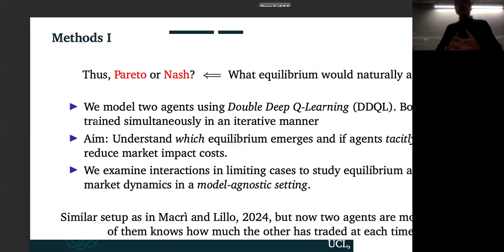Okay, so the problem is what the reinforcement learners are going to learn. Are they going to learn the Nash equilibrium, the solution of the game, or are they going to find the Pareto solution if they are allowed to trade? So what we do is that we model the two agents using, again, the same architecture. So I'm going to skip the architecture. Each agent will be a double deep Q learner. Both agents are trained simultaneously in the same environment, and we want to understand which type of equilibrium is found when we test, of course, out of sample, to see if there is some sort of supra-competitive or collusion-like strategy.